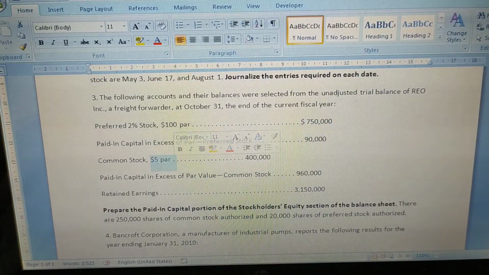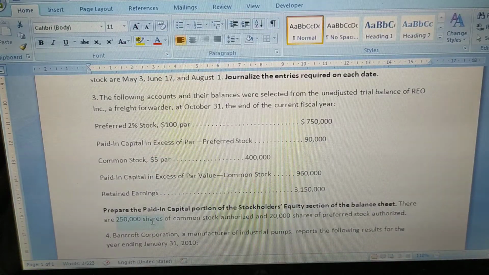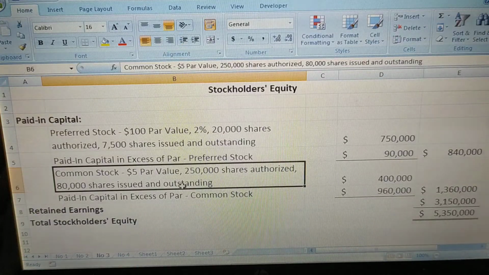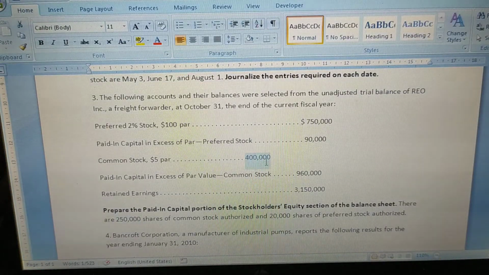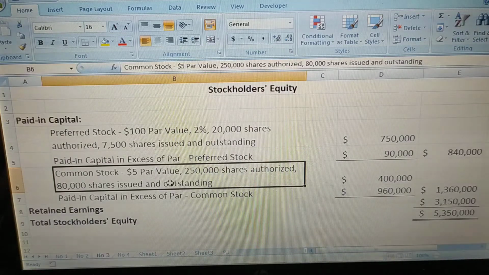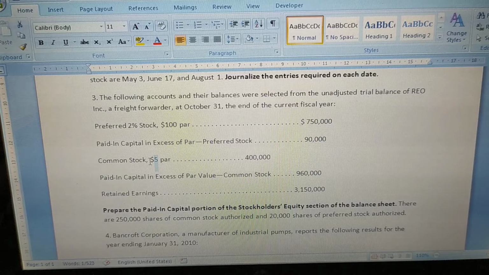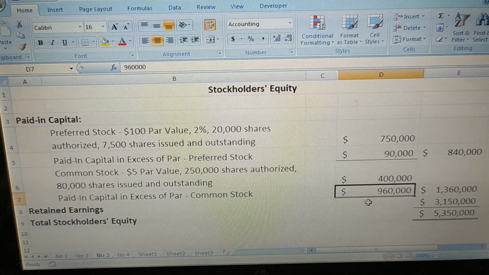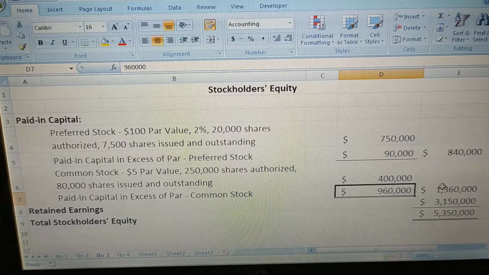Take the $5 par value, and then 250,000 shares authorized, take it from here, and then 80,000 shares issued and outstanding. How to get that? You use 400,000 divided by 5. So you get 80,000 shares issued and outstanding. Then you put the number. And then for the paid-in capital in excess of par value common stock, you add the number also, and then you sum it for the preferred stock, and then sum it for the common stock.